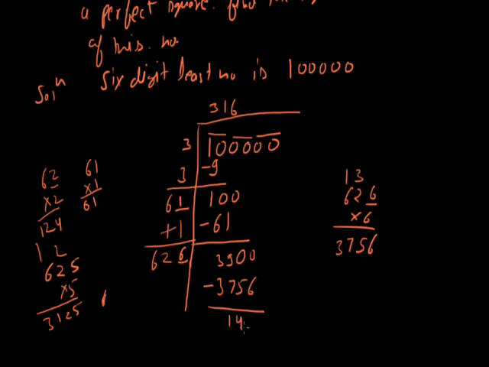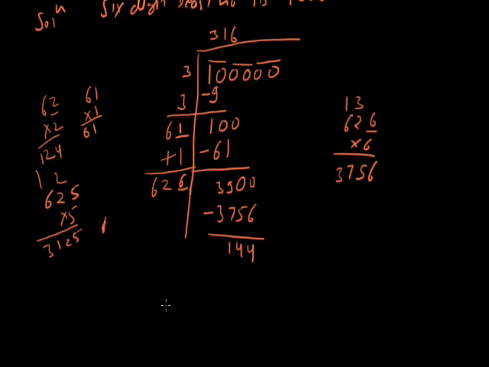Now 3900 minus 3756, what do I get? That is 144. So if I subtract 144 from 1 lakh, then it becomes a perfect square, and it is the square of 316. But if I subtract 144 from 1 lakh, then it becomes a 5-digit number, but we have to find the 6-digit number. So what we have to do, as we see that 1 lakh is greater than the square of 316.